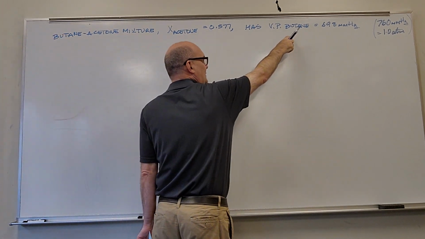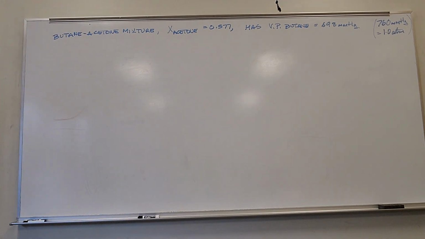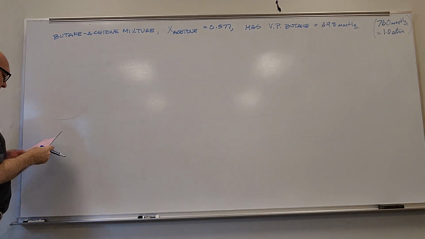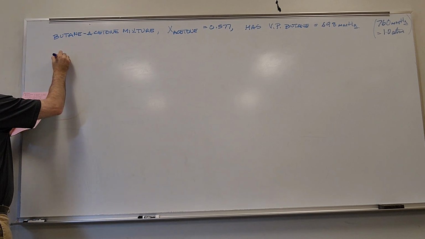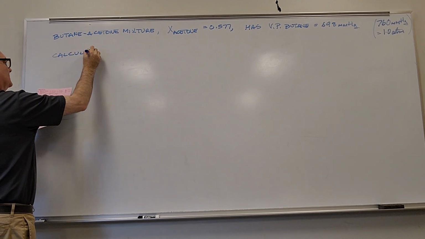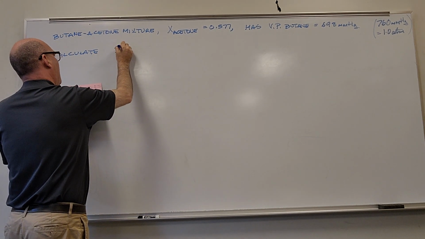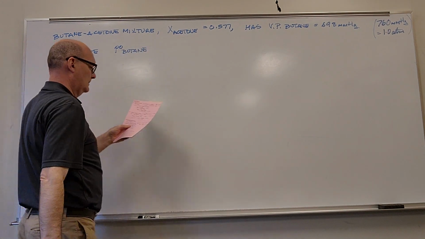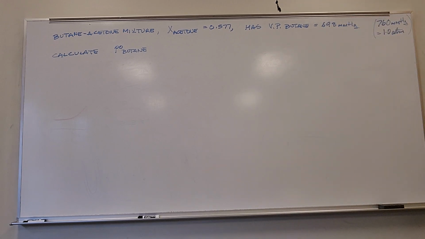Okay. So acetone we know is a liquid, butane's a gas. This is a gas dissolved in a liquid at this point. There's a very high vapor pressure. Calculate the pure pressure for butane.